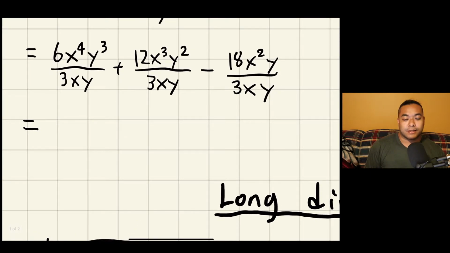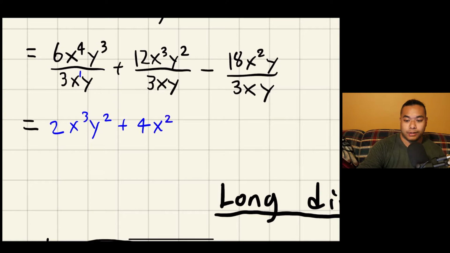So 6x to the fourth y cubed divided by 3xy. 6 divided by 3 reduces to 2. X to the fourth divided by x. Remember our rule. If I divide like bases with exponents, I subtract the exponents. So this is 4 minus the hidden 1, which is x cubed. Y cubed divided by y is y squared. Plus 12 divided by 3 gives us 4. X cubed over x gives us x squared. Y squared divided by y gives us y.